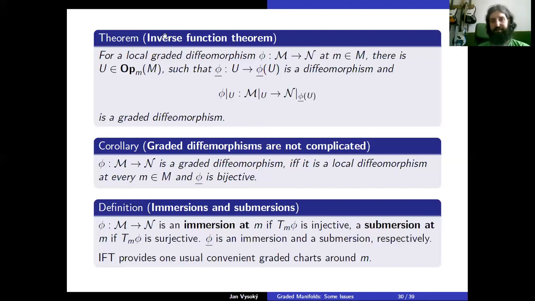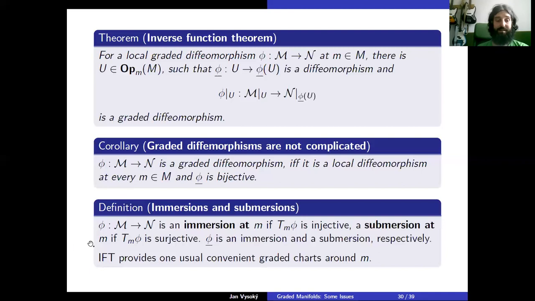If I have the inverse function theorem, I have a reasonable notion of immersions and submersions, for example. I say that a graded smooth map phi is an immersion at a point if this tangent map is injective, and it's a submersion at a point M if it's surjective. So these are the very usual notions of immersion and submersion. It implies that the underlying map of my graded smooth map is an immersion and submersion, respectively.